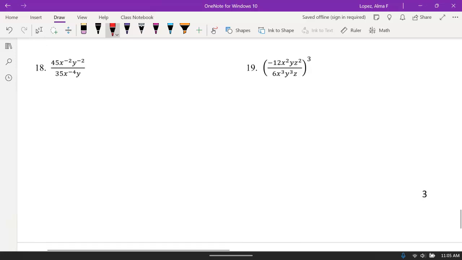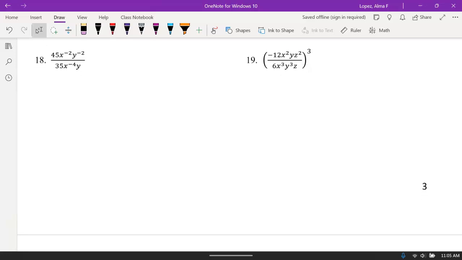Let's do that again on number 18. 45 over 35. And again, stop the video if you need time to reduce those on your own. It's going to reduce to 9 over 7. Now, on this one, you have a couple of options, but I'm going to continue to use the same rule. Which one is larger? A negative 2 or a negative 4? Think about them on the number line.